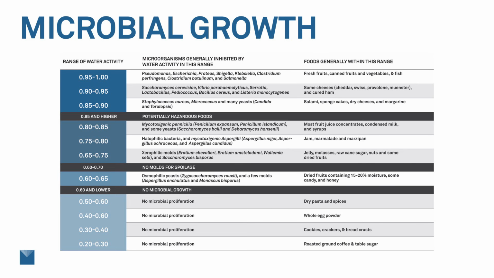But there aren't any spoilage molds below 0.7, so you see this funny little section with the osmophilic yeast right there. There are a few molds, but they don't produce spoilage. And below 0.6, you'll get no microbial growth at all. Nothing will grow below that.